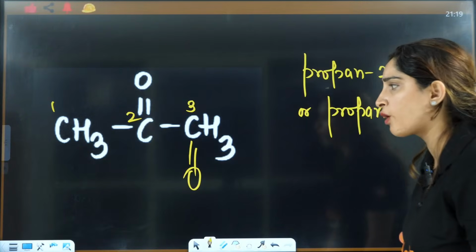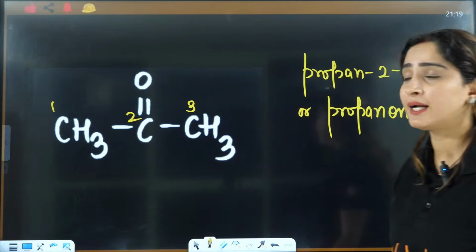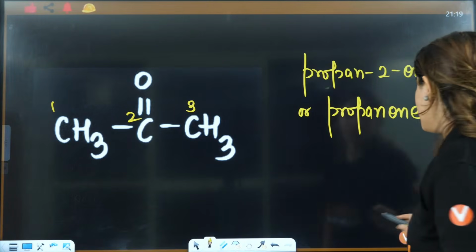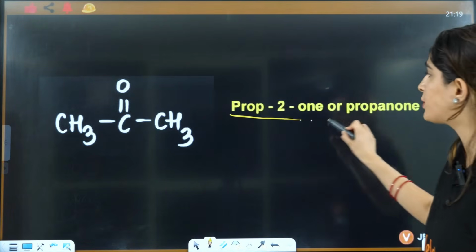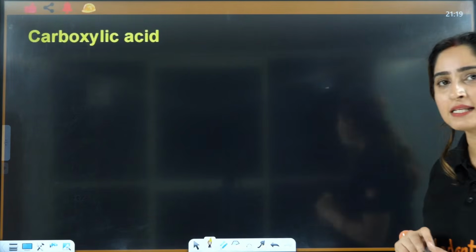Very good Robin, very good. It will become aldehyde. If you put it on this position, it will become aldehyde. So you need to put it on the second position so it becomes ketone, right? Okay. So either prop 2-one or propanone. That will be the correct answer, right?